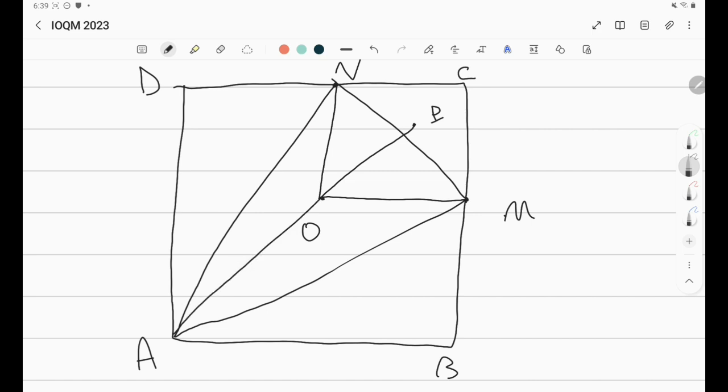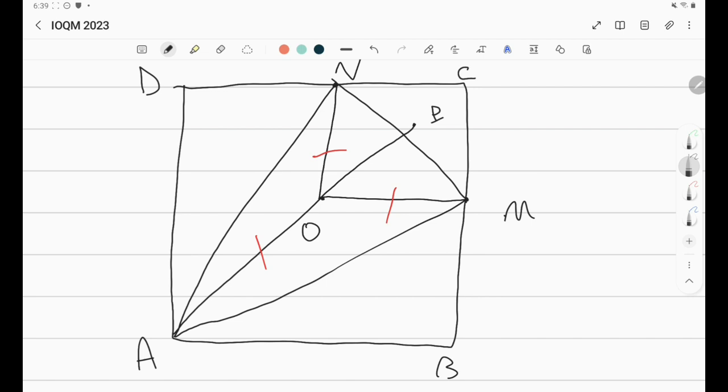And they're telling us OP over OA is something, M over N squared, and find M plus N. So that means we just need to find OP over OA. Of course, right now we know that this is equal to this, equal to this. So we can replace OA with ON or whatever we want. And don't forget that P is the circumcenter of the triangle MON. Okay, how can we proceed with this question?